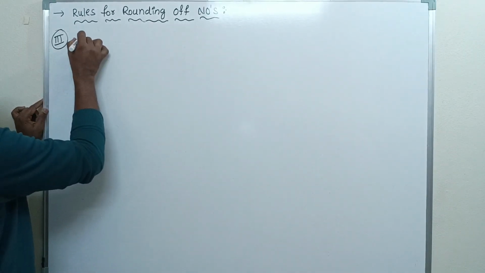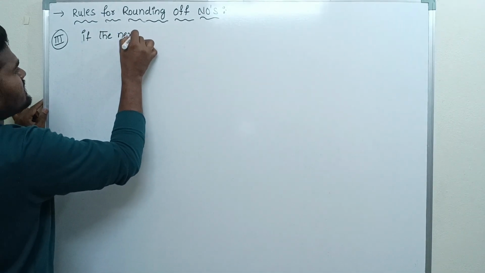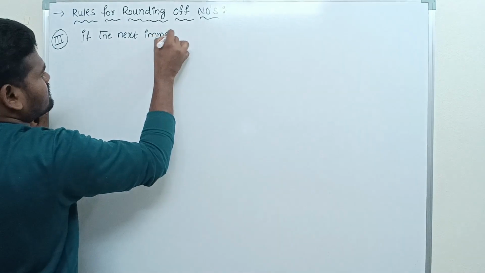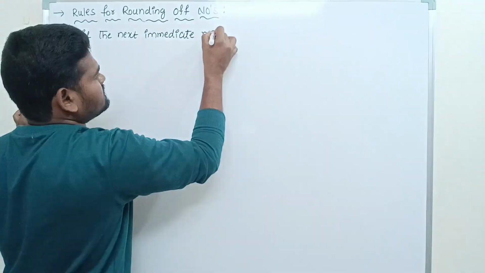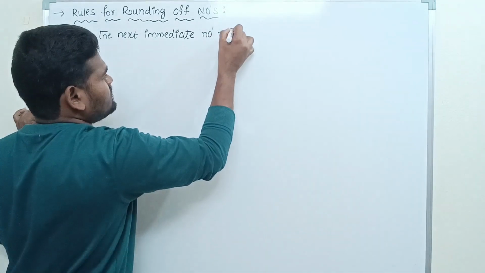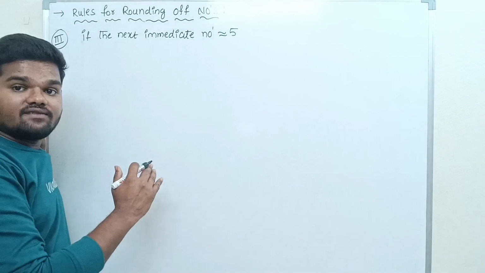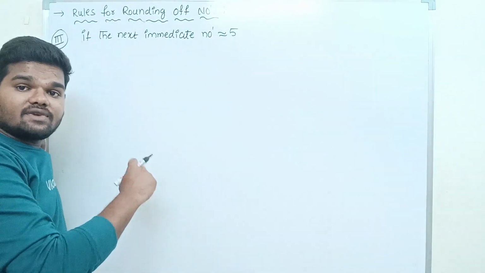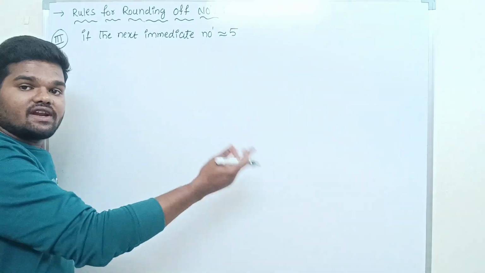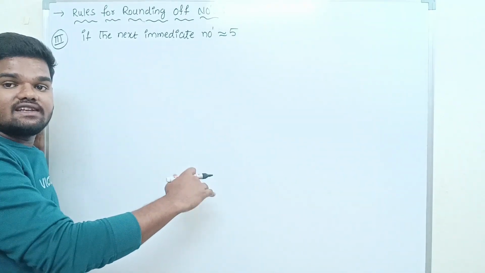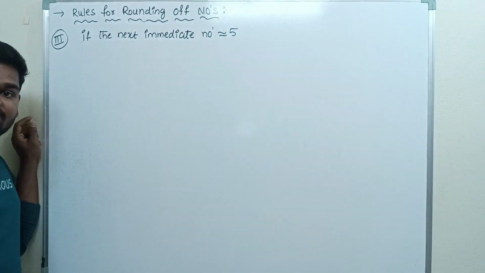So what is rule number 3? If the next immediate number is greater than 5, then the preceding digit is raised by 1. If the next immediate number is less than 5, then the preceding digit is left unchanged. If the next immediate number is equal to 5, then what happens?